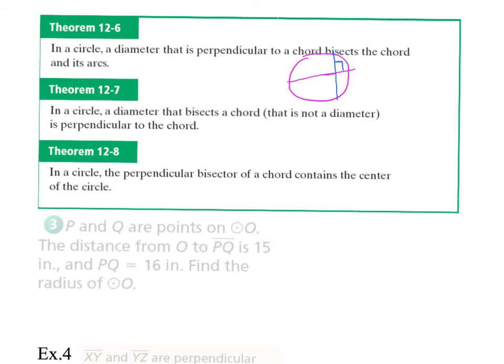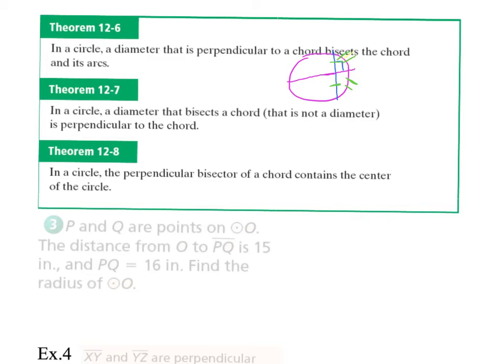So we would have these 2, yellow's not a good color. We would have these 2 arcs being the same, and the chord itself would also be cut in half. So we have that piece of information.